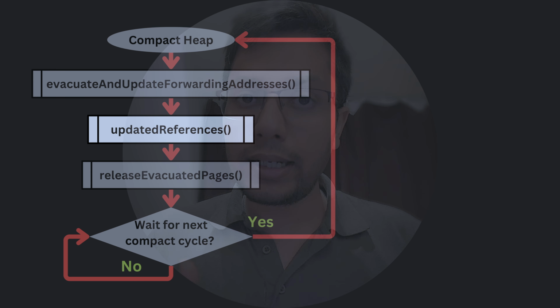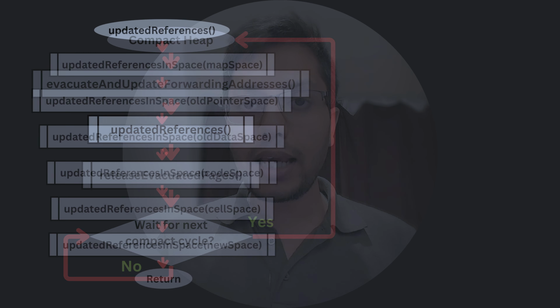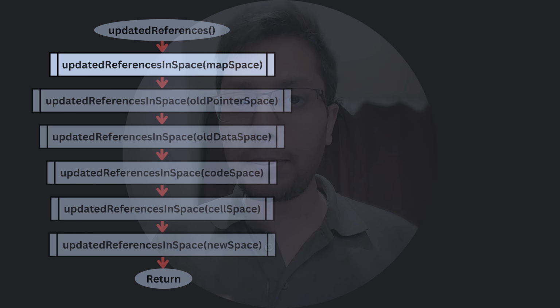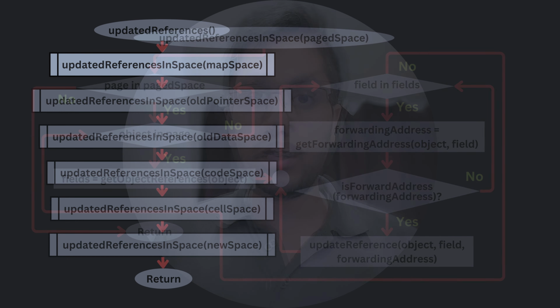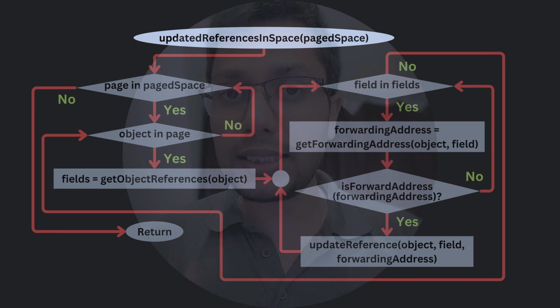So if you know a little bit about C++, which is what V8 source code is written in, then we will update the pointers in existing objects using this function. For our discussion, pointers are synonymous to references. Anyway, within this function, we call update references in space with a particular heap space one by one. So we call update references in space.